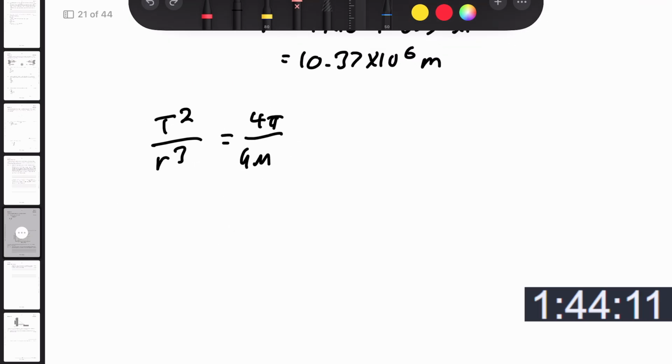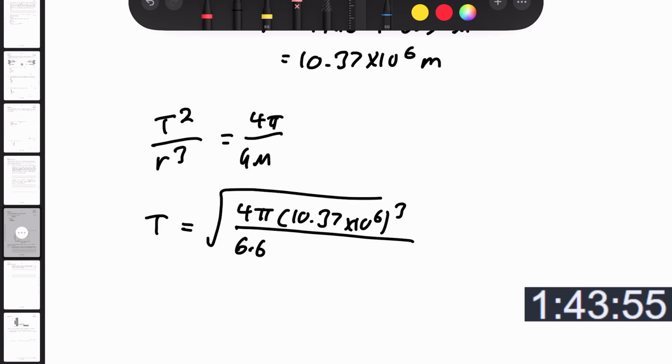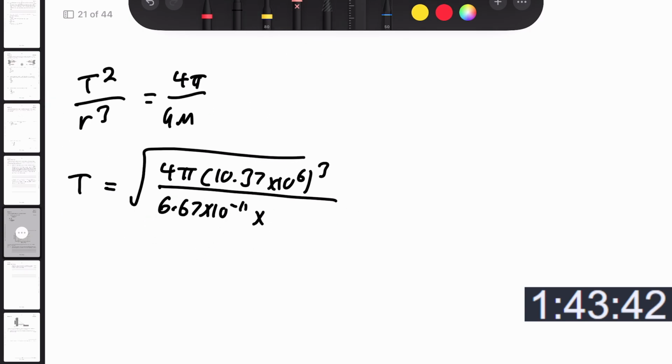So we know that T is going to be the square root of 4 pi times 10.37 times 10 to the power of 6, all to the power of 3, over 6.67 times 10 to the negative 11 times the mass of the Earth, 5.97 times 10 to the 24.